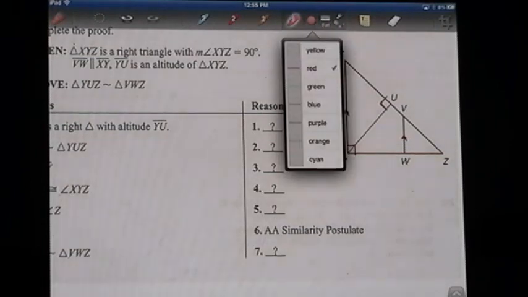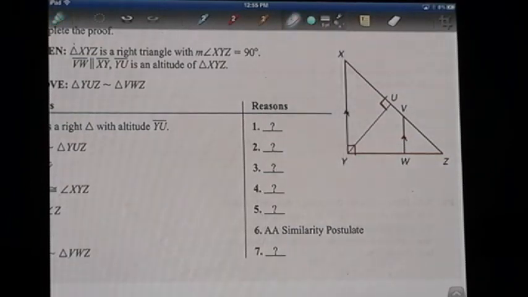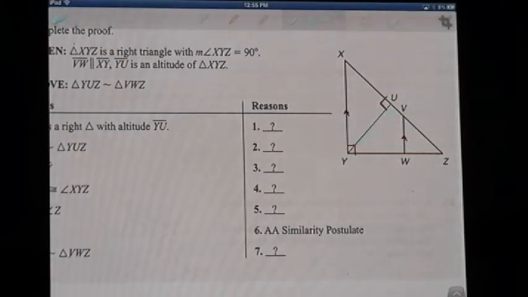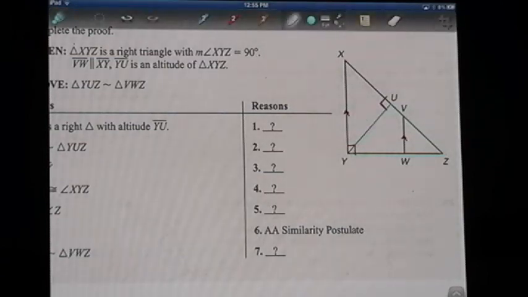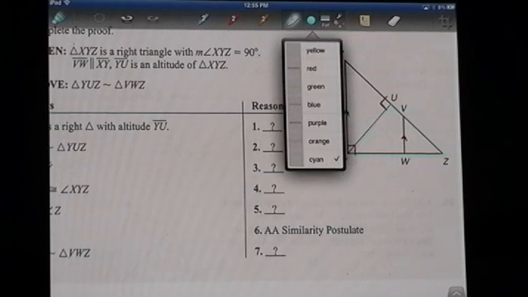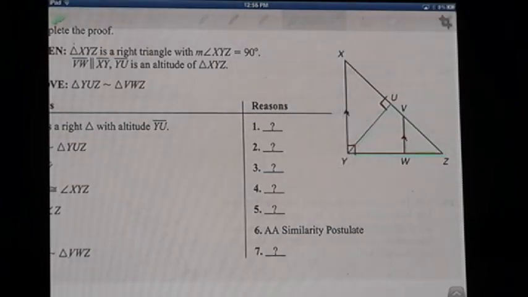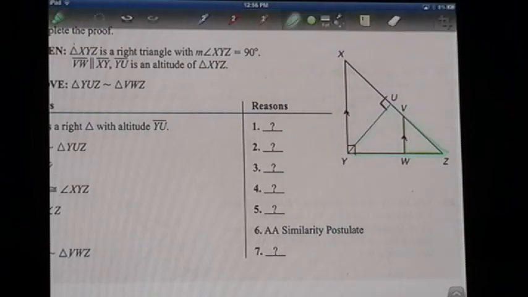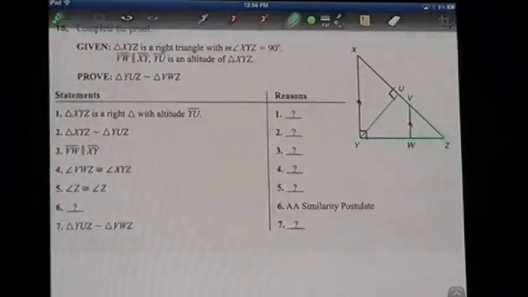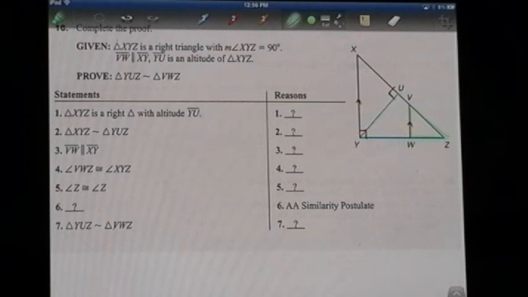Okay, let me get some color here. We're trying to prove that YUZ is congruent to VWZ. Actually, maybe they don't have a flaw here. I was first looking at it, VWZ. So maybe not so much. I think I had misread the problem. All right. So triangle XYZ is a right triangle with altitude YU.